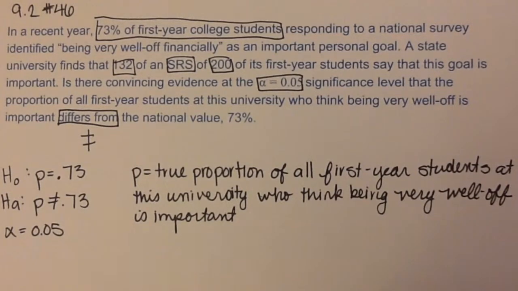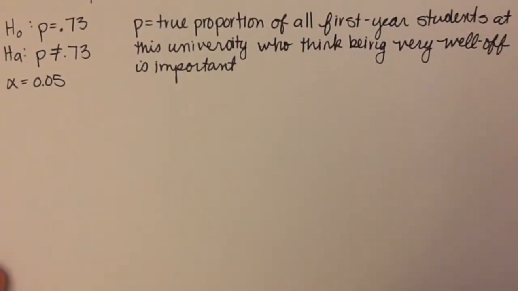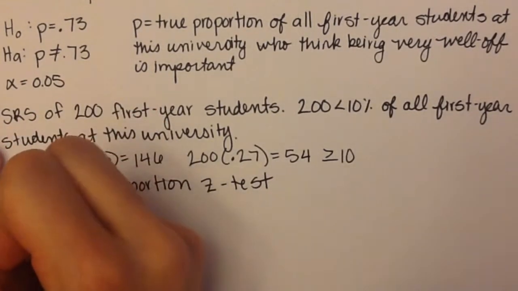We know that because we have a proportion here, we want to use a one proportion z-test, but before we can do that, we have to check the conditions. Checking those conditions, we have that an SRS of 200 first-year students was taken. We're going to assume that 200 is less than 10% of all first-year students at this university. Doing our N times P conditions, we can see that they're both definitely greater than or equal to 10. So we're going to be able to use a one proportion z-test. Now again, remember, we should find our z-score to begin with.